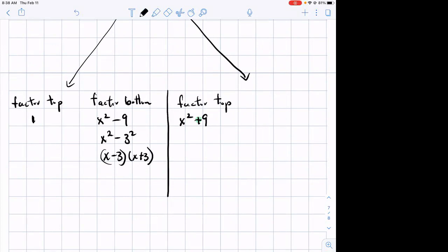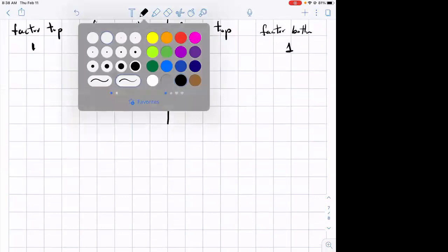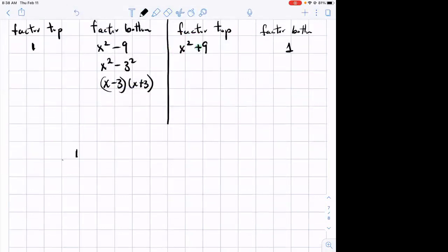And then if we look at the bottom, which is 1, that cannot be factored either. So by rewriting our problem in the factored form, we have 1 over x minus 3 times x plus 3, times x squared plus 9 over 1.